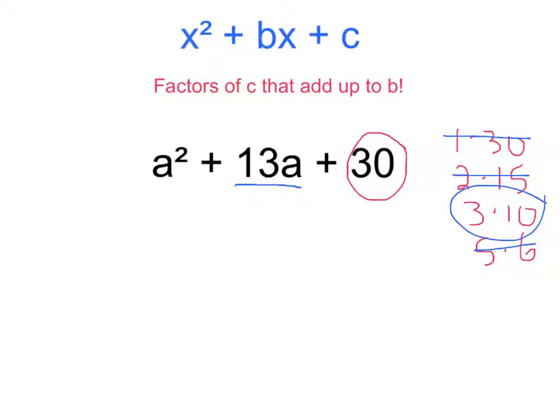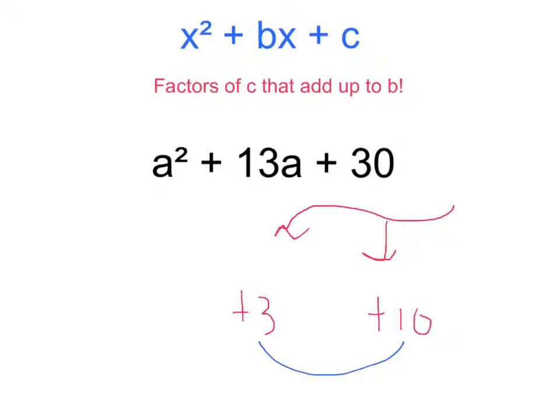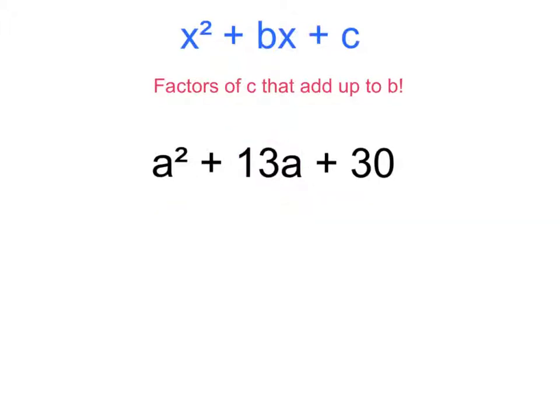So when we actually write in our answer, the first part here always comes from what times what gives you this. What times what gives you a squared? Well, a times a. And then you just take the factors that worked and plug them in. So plus 3 and plus 10, because 3 times 10 is 30, and 3a plus 10a is 13a. Now, there's another way you can write the answer. It doesn't matter which binomial goes first. You can write a plus 10 and then a plus 3 if you want.